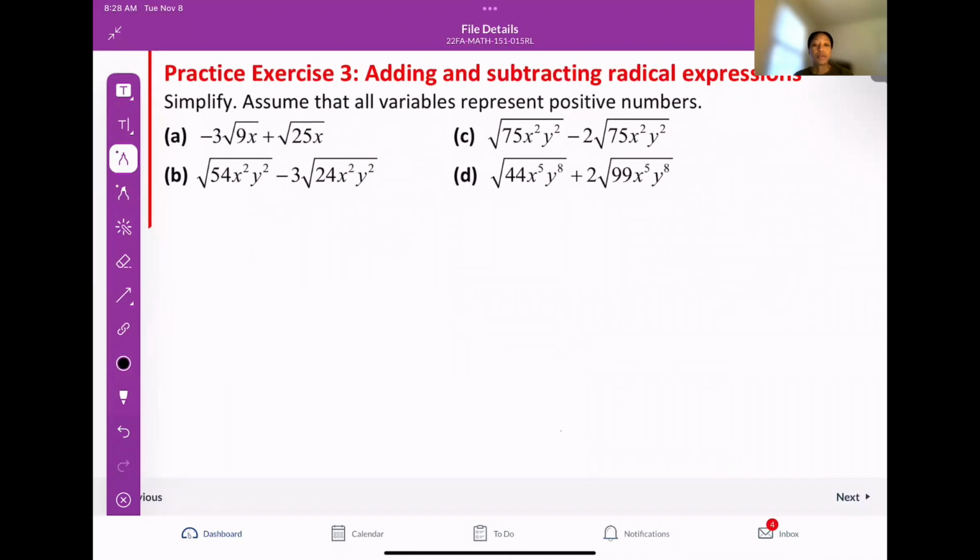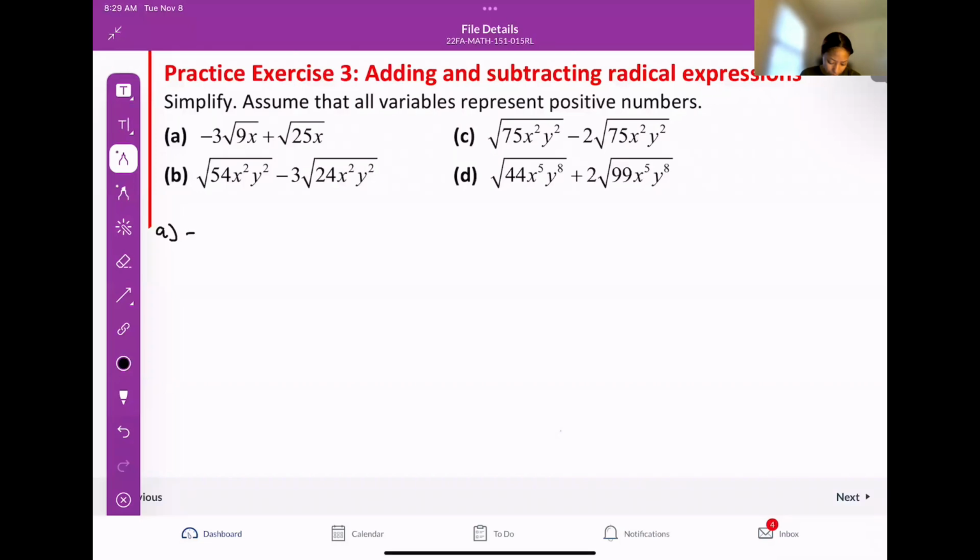So we're going to simplify and assume that all of the variables represent positive numbers here. In order to simplify these radical expressions, again, we want to try to simplify each term so that what's left under the radical is the same for each expression. And then from there, we can combine, add or subtract the like terms. I'm going to have to rewrite these down here.